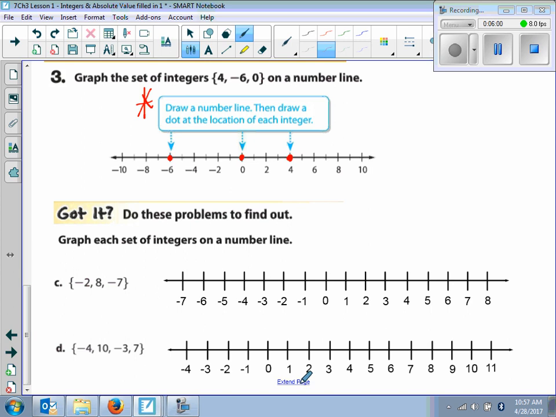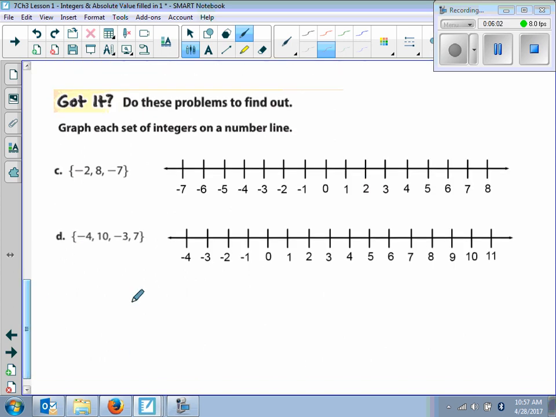So let's take a look at our got it examples. So these I want you to write your number line. For the got it, we want to graph each set of integers on the number line. So here we have negative 2, 8, and negative 7. When you draw your number line, you need to make sure that you include all of the numbers necessary. Okay? So we have negative 2. You just draw a dot on it. You have 8, positive 8. And you have negative 7.